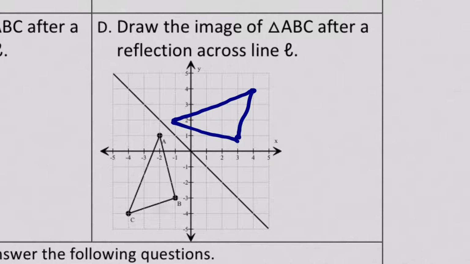Okay, here you go. There's your answer. All I did was just count. This one is half a unit away, so half a unit away, right at that point right there. B is 2 units away. It's not really 2 units, I'm counting diagonally, so it's actually a different distance. But I'm 2 diagonal units away, so 2 diagonal units away. And C is 1, 2, 3, 4 diagonal units away. That's C prime right there. A prime, B prime, C prime. Connect them and you got your triangle.